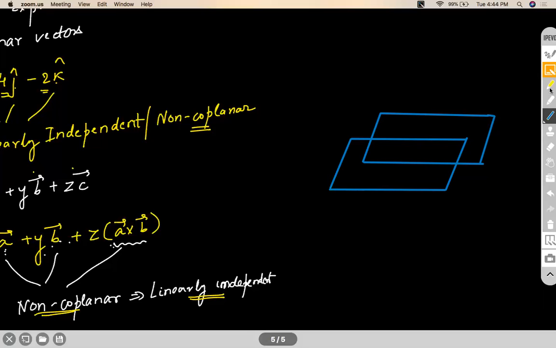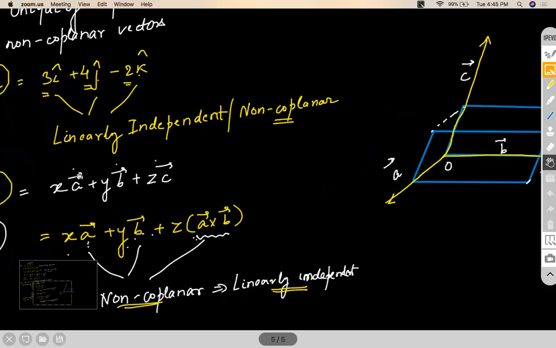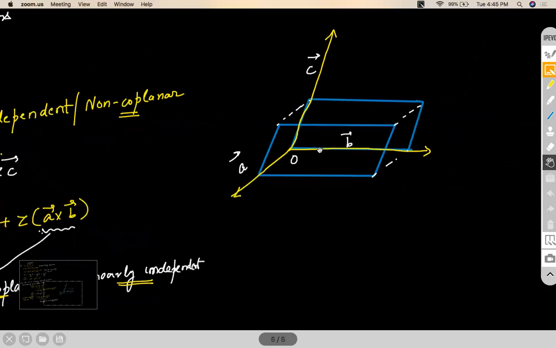So let us say this is my direction of one vector. This is my direction of another vector, and this is my direction of another vector. Let's say I call this my vector A. Let me just complete this. Let's say this is my B vector and this is my C vector. So let's say A, B, C are such vectors. As you can see, I've drawn it in such a way that they are non-coplanar.